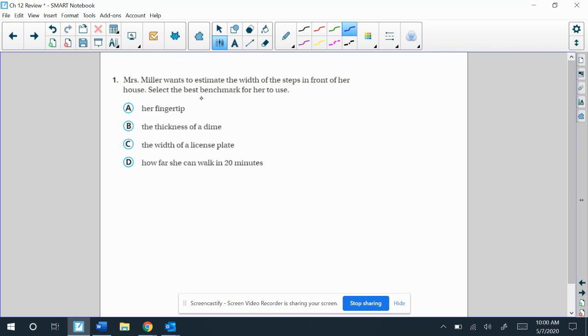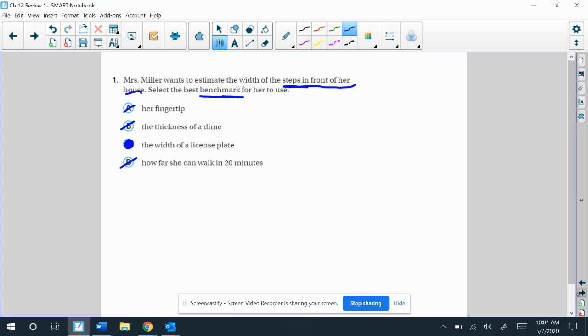She wants a benchmark. Okay, so we're using a benchmark to measure the width of the steps in front of her house. Is it going to be a good thing to use a fingertip? No, way too small. How about the thickness of a dime? That's even smaller. The width of a license plate? Okay, maybe. Let's check the last one. How far she can walk in 20 minutes? Definitely not. She will not walk 20 minutes in front of her steps. So our answer is C.